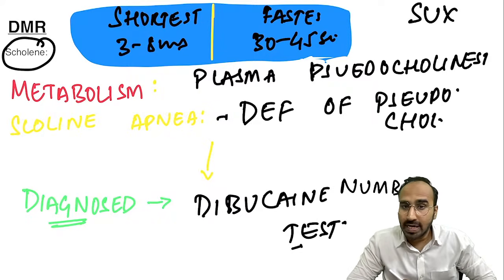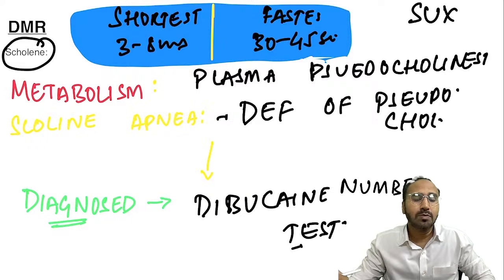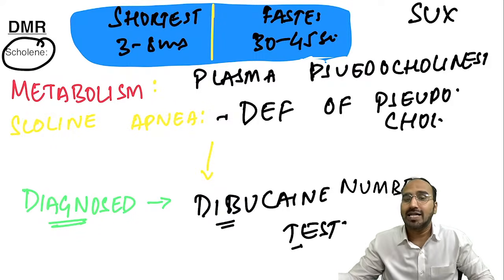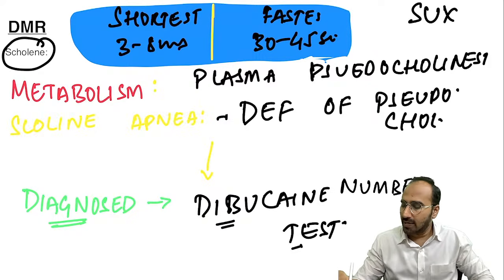Very good. Amino amide. Which amino amide? Longest acting amino amide. Dibucaine is the longest and the most toxic. We are not using Dibucaine for local anesthetic purpose. Dibucaine is used for the Dibucaine number test. In a patient where you suspect pseudocholinesterase deficiency, there you can go for the Dibucaine number test.